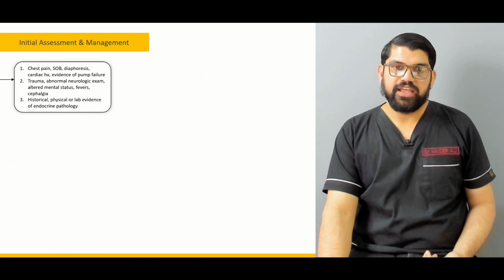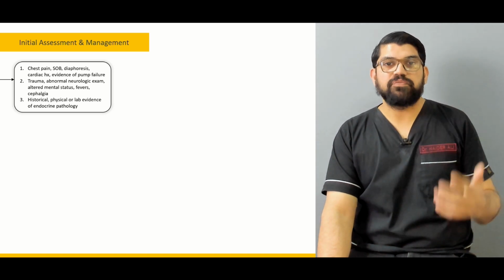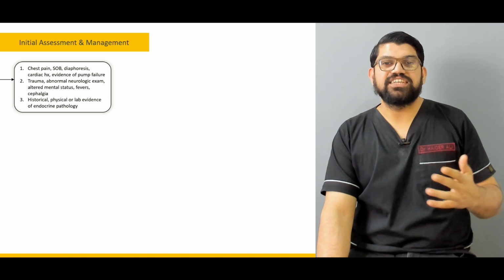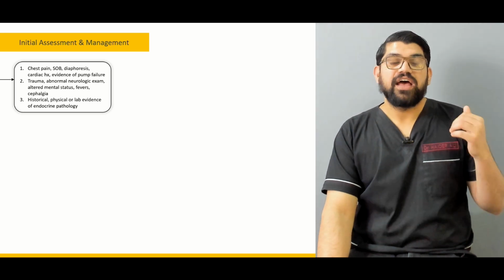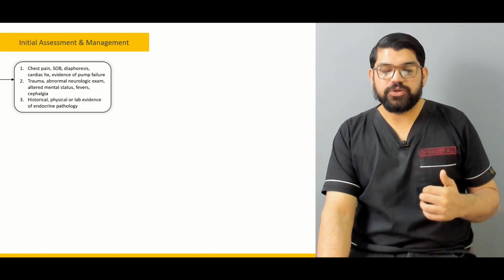ask about chest pain, shortness of breath, diaphoresis, cardiac history, evidence of pump failure. Why? Because these are the signs of acute MI. And vomiting is also associated with chest pain in acute MI.